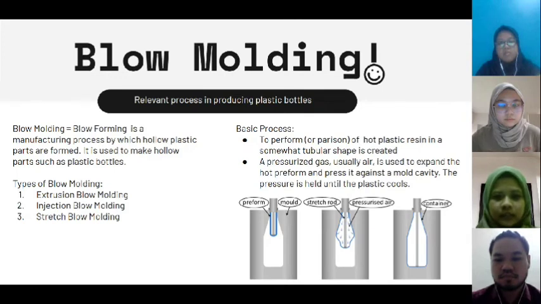The basic process is to perform operation of hot plastic resins in a somewhat tubular shape, which is created. A pressurized gas, usually air, is used to expand the hot preform and press it against a mold cavity. The pressure is held until the plastic cools.